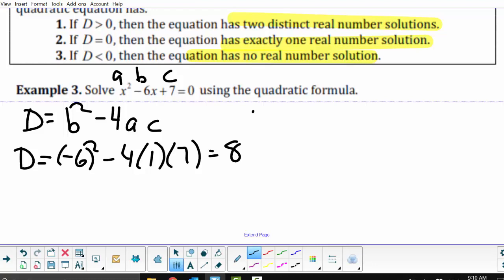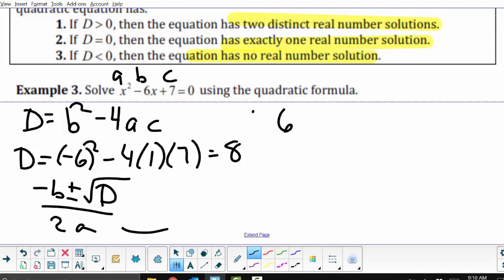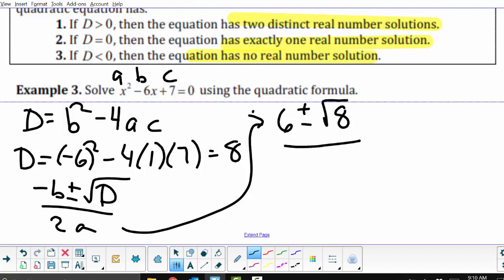All right, so now the rest of the formula looks like this. We just did the discriminant, so we don't need to write all that in there. So now I'm going to plug everything else into this. So I got negative b. That would make it a positive 6, plus or minus the square root of 8 all over 2 times a. Well, 2a, a is 1. 2 times 1 is just 2.